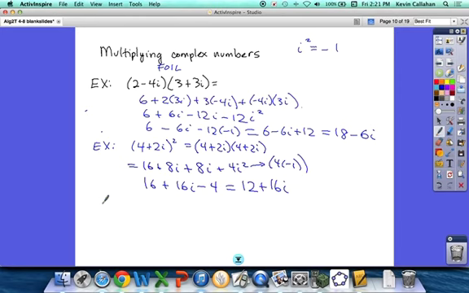So that is add, subtract, multiply. First, outer, inner, last. Just make sure you multiply everything in the first set of parentheses times everything in the last set of parentheses. You don't have to use FOIL.